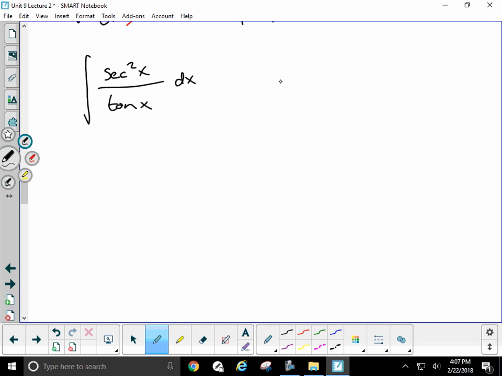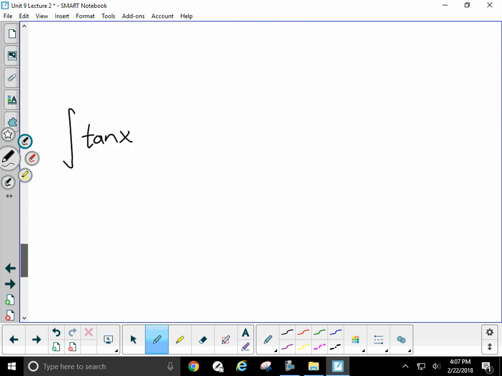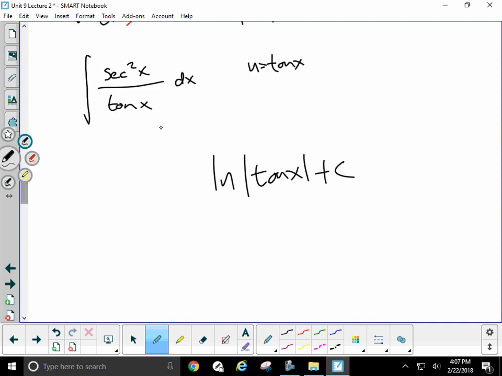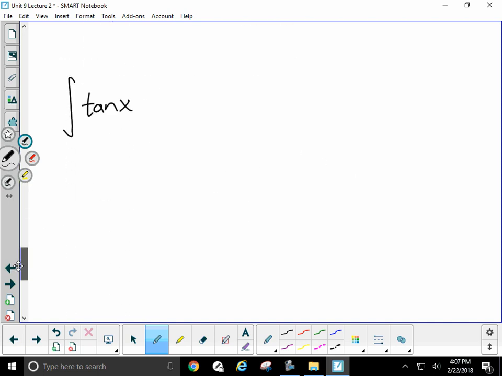Same deal with this guy. Set u equal to tangent, and you will find that the secant squareds cancel, and your answer is log absolute tan x plus c. Bringing us to an interesting antiderivative, the antiderivative of tangent. We look at tangent, and it seems like there should be some easy function whose derivative is tangent, because like sine with cosine, sometimes the trig functions work well with each other. But it turns out no, but we can now find the antiderivative of tangent.